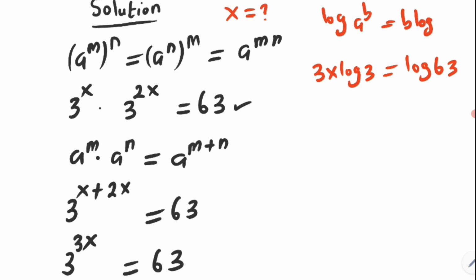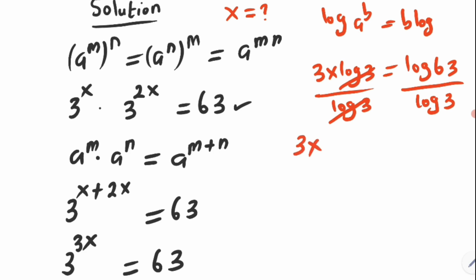Now let us divide both sides of this equation by log 3. This divided by log 3. This log 3 cancels this log 3. We have 3x is equal to log 63 over log 3.